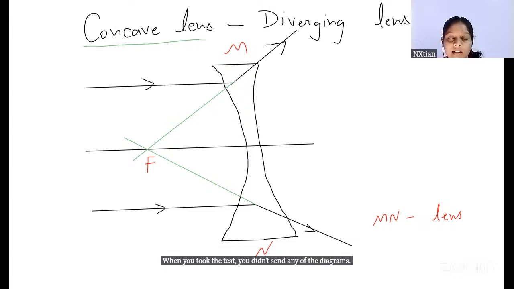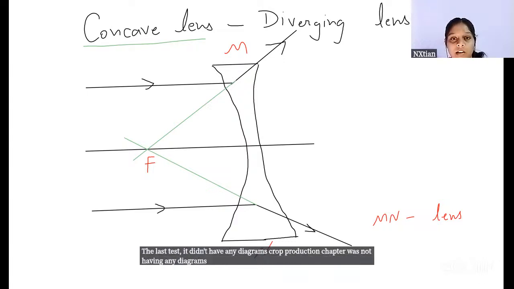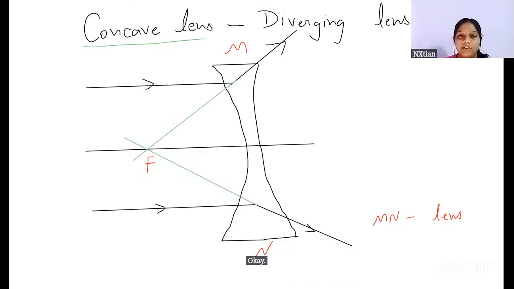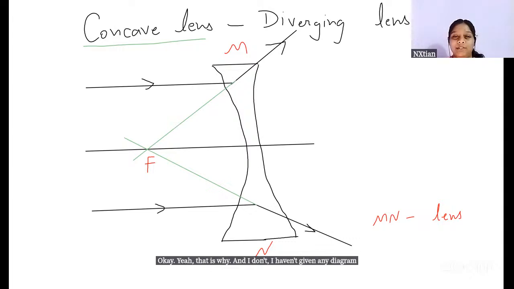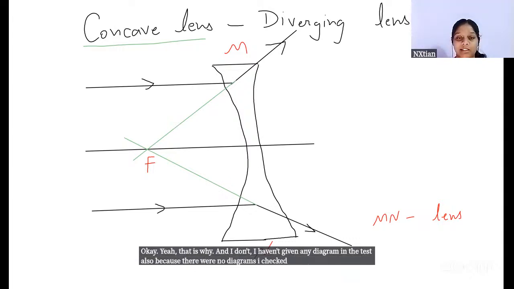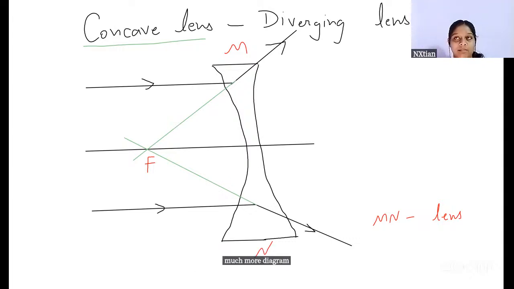Last test, it didn't have any diagrams. The crop production chapter was not having any diagrams. Okay, yeah, that is why. And I haven't given any diagram in the test also because there were no diagrams. I checked, but no diagrams for that chapter. That's why I haven't sent.